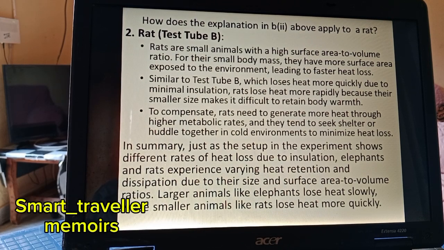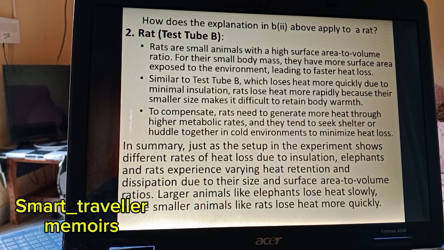Rat. Rats are small animals with a high surface area to volume ratio. For their smaller body mass, they have more surface area exposed to the environment, leading to faster heat loss. Similar to test tube B, which loses heat more quickly due to minimal insulation, rats lose heat more rapidly because their smaller size makes it difficult to retain body warmth. To compensate, rats need to generate more heat through higher metabolic rates, and they tend to seek shelter or huddle together in cold environments to minimize heat loss.